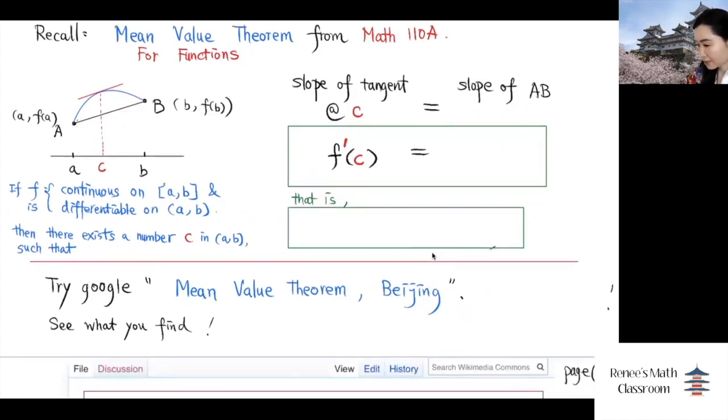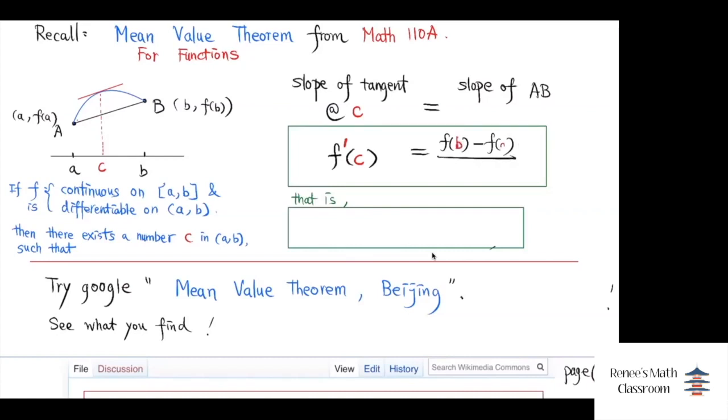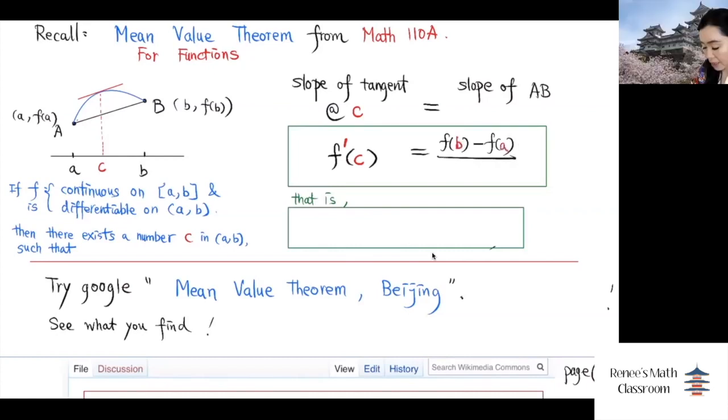Use the slope formula. So that will be what? y2 will be f(b), y1 will be f(a), right? So you will have y2 minus y1, so f(b) minus f(a), over x2 minus x1, so over b minus a. That's the slope for this AB. So these two are equal.